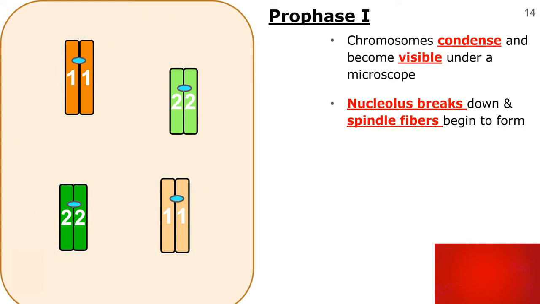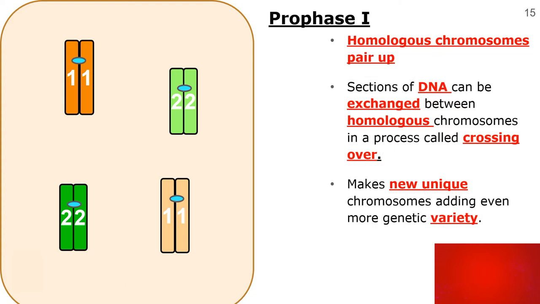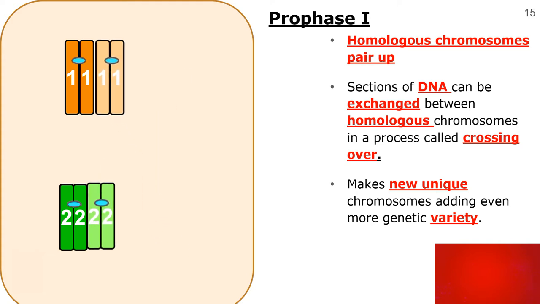Also in prophase 1, the nucleolus breaks down and you start to see the formation of the spindle fibers coming from those centrioles. And what they're going to do is run around and attach to those homologous chromosomes. The other thing that happens in prophase 1 is these homologous chromosomes start to pair up.